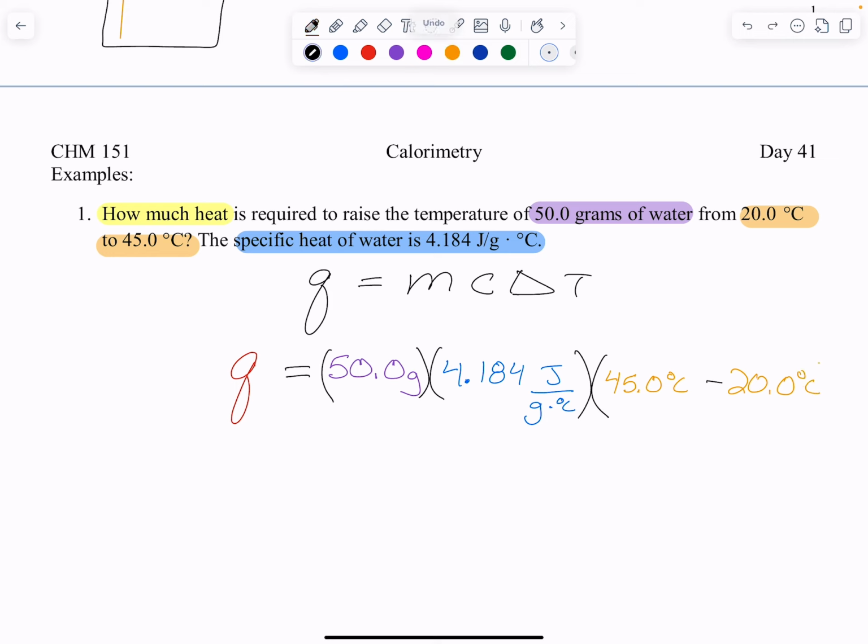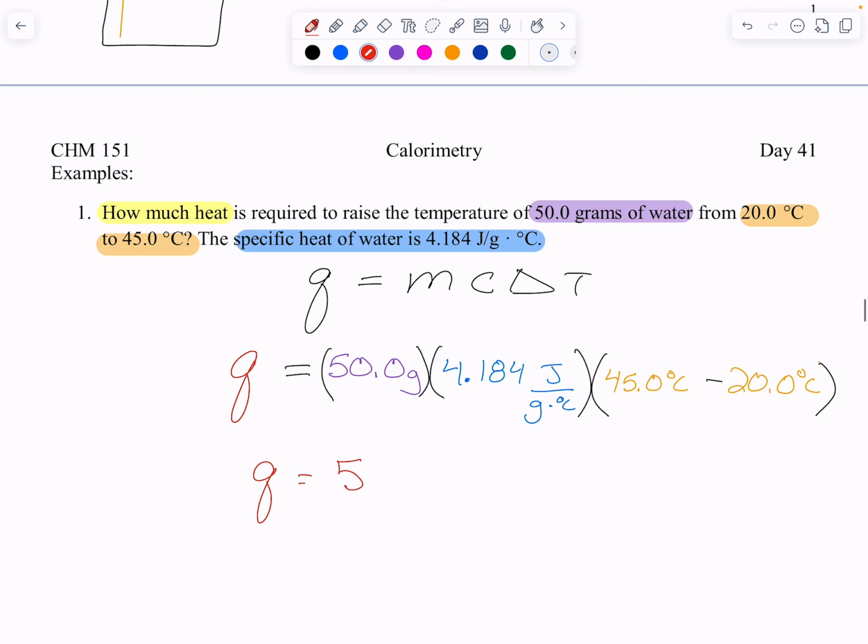Let's do it this way. All right. So Q, if we did that math, the 50 times the 4.184 times the 45 minus 20, right? I got 5,230 joules. All right? So that's how much heat's required to raise the temperature of 50 grams of water from 20 to 45. 5.23 kilojoules.